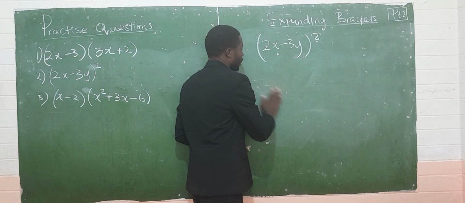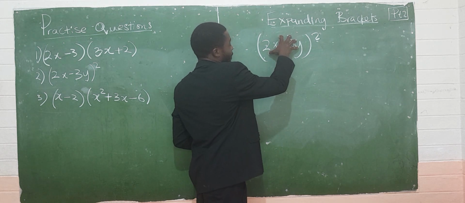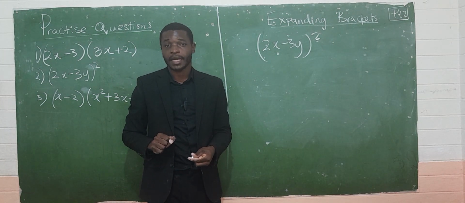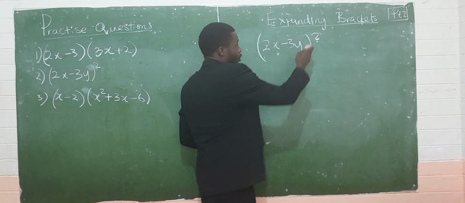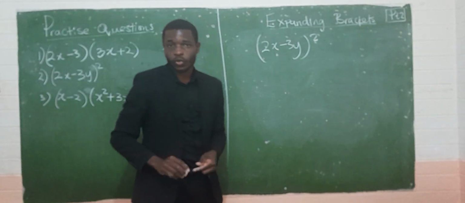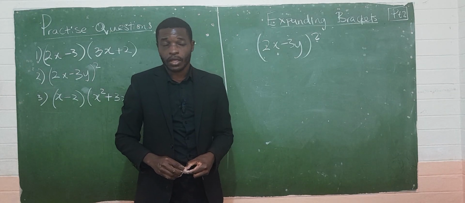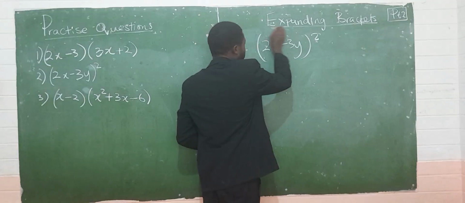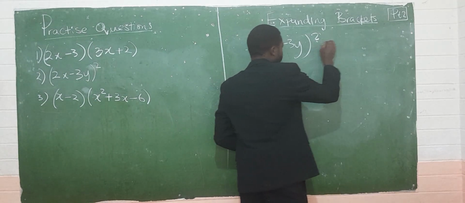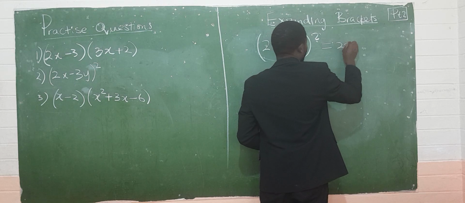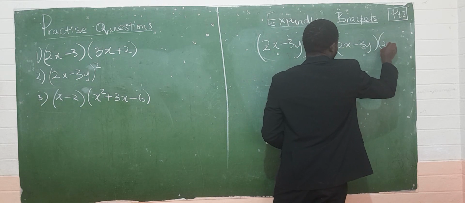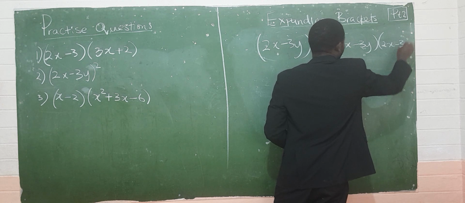Of course, similarly, we're going to have this that is going to multiply itself. Resist the temptation to just square this one and square this one. That's not what it means. Square means you are multiplying this one by itself. Otherwise, this is equivalent to 2x minus 3y multiplied by 2x minus 3y.